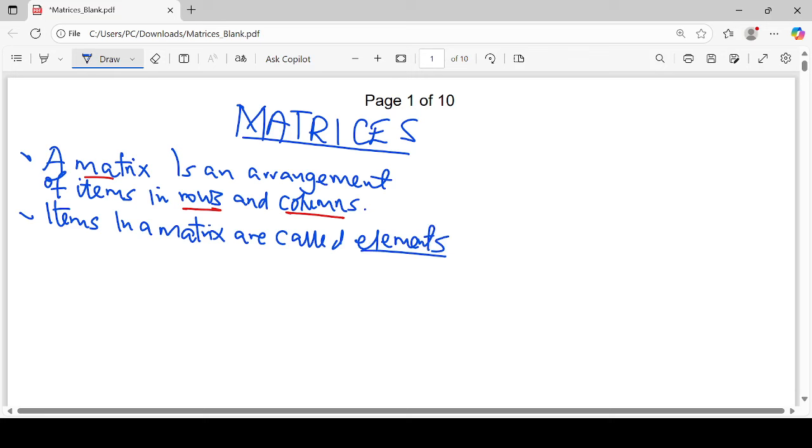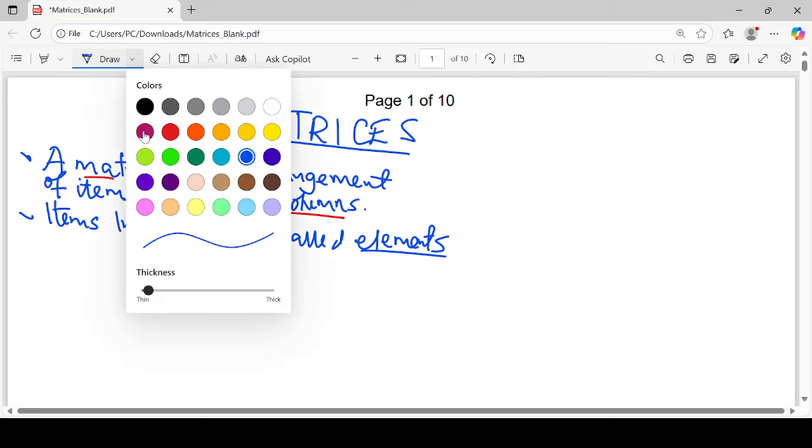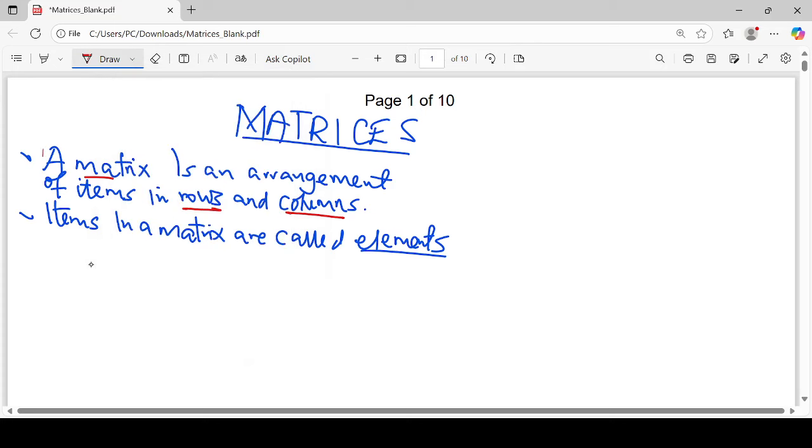You also have to note that matrices are always named using capital letters, and we normally enclose a matrix inside brackets. Let's look at this example, learners, to help us understand better what a matrix is.